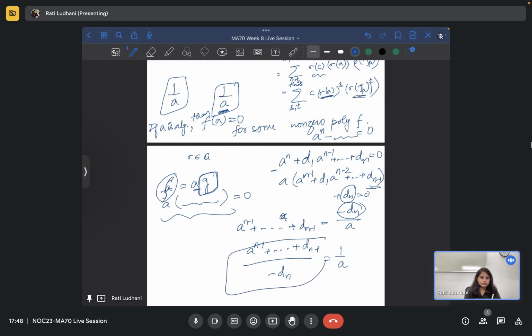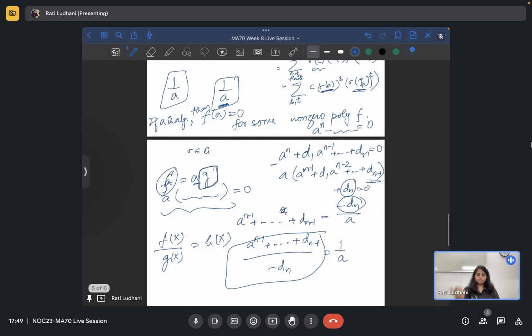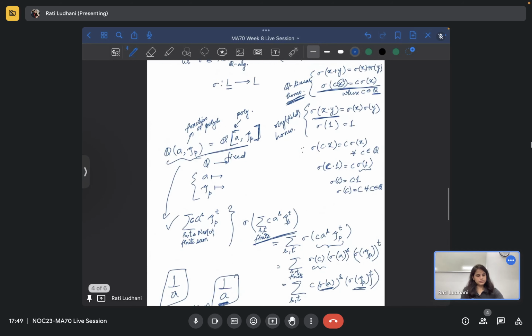Whenever you have some polynomial dividing it, you can write it as some h(x). So if this is algebraic, the inverse can be written as some kind of polynomial. That's why we can say that this square bracket is the same as the round bracket, the functional field.